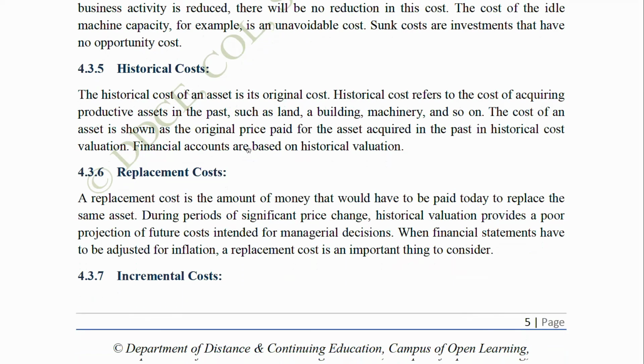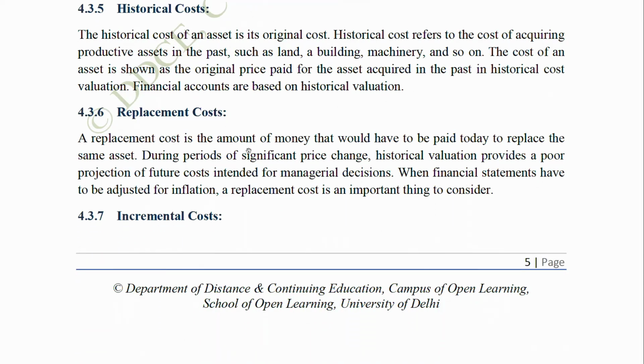4.3.6 Replacement costs. A replacement cost is the amount of money that would have to be paid today to replace the same asset. During periods of significant price change, historical valuation provides a poor projection of future costs intended for managerial decisions. When financial statements have to be adjusted for inflation, replacement cost is an important thing to consider.